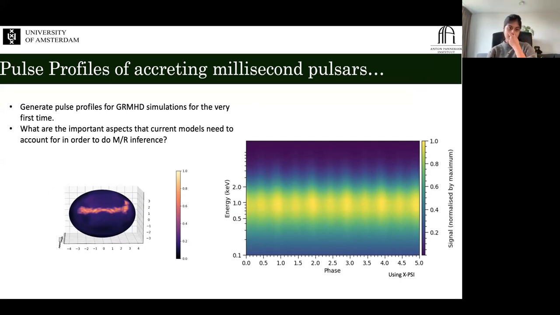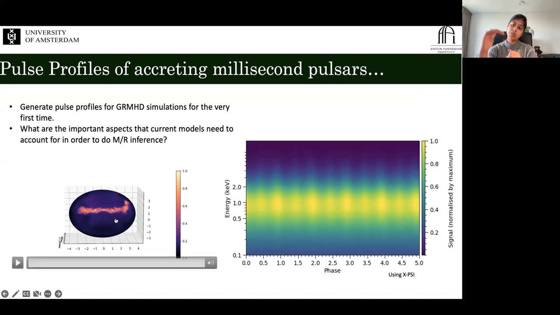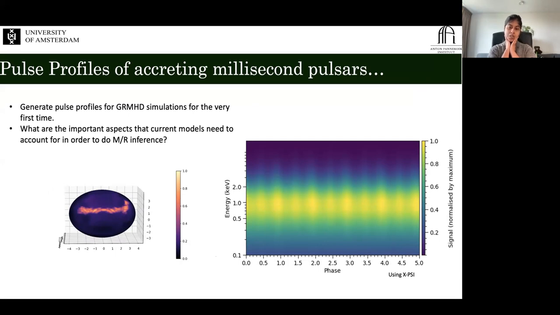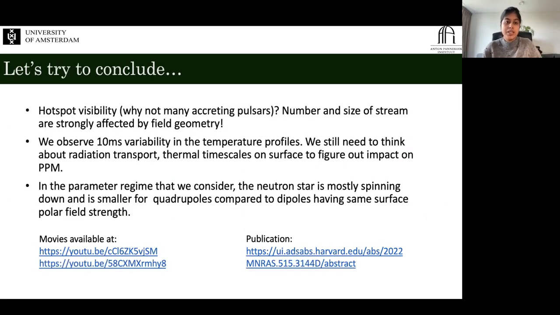So we still have to figure out what effect the accretion column plays in all of this, since this ray tracing is done without taking the accretion column and the disk into account. We need to figure out what the important aspects are that you need to take into account in order to properly do the mass and radius inference. What are the factors you need to really take into account in order to get the information out of these pulse profiles properly? This is still in process, but yeah, we hope to complete this soon.